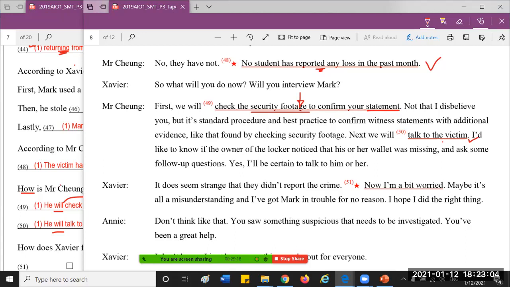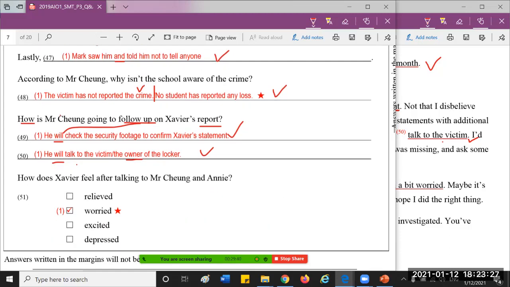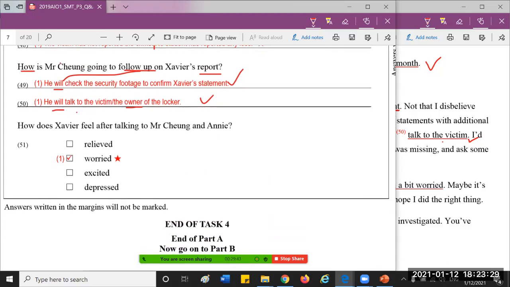The word victim was learned in Form 1 about the situational writing, right? Mesa, she was the victim of the bully incident. All right, so these 2 answers, you either know it or you don't. Tick. We also accept you will talk to the owner of the locker, but you need to spell the word owner correctly. How does Xavier feel after talking to Mr. Zheng and Annie? Well, he is worried.